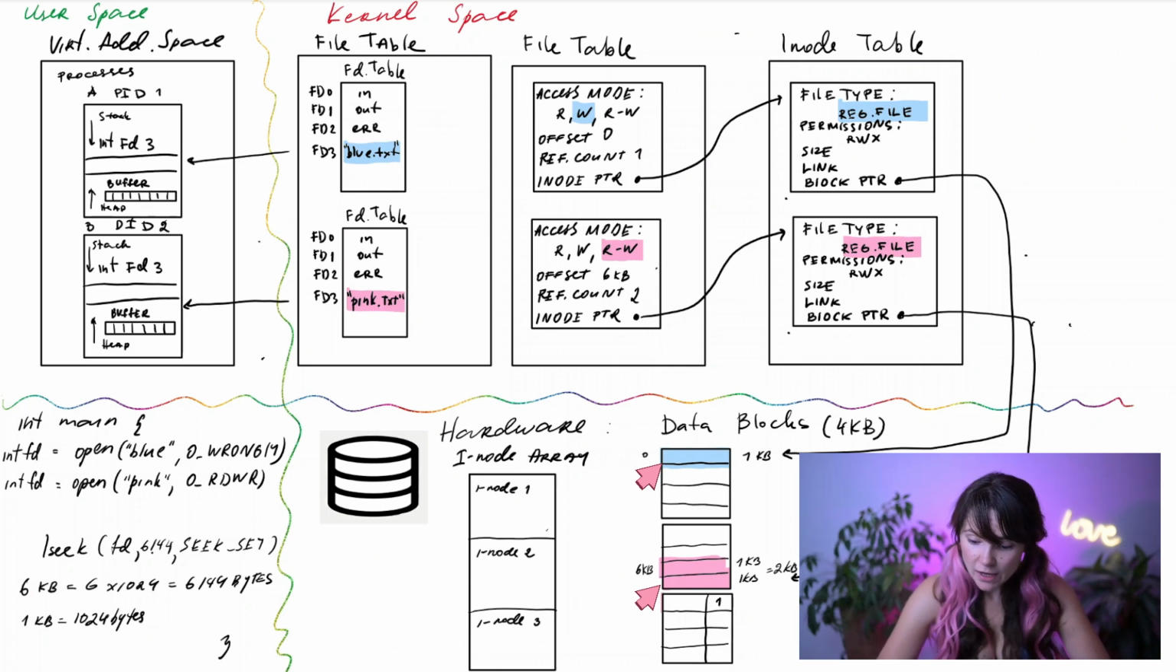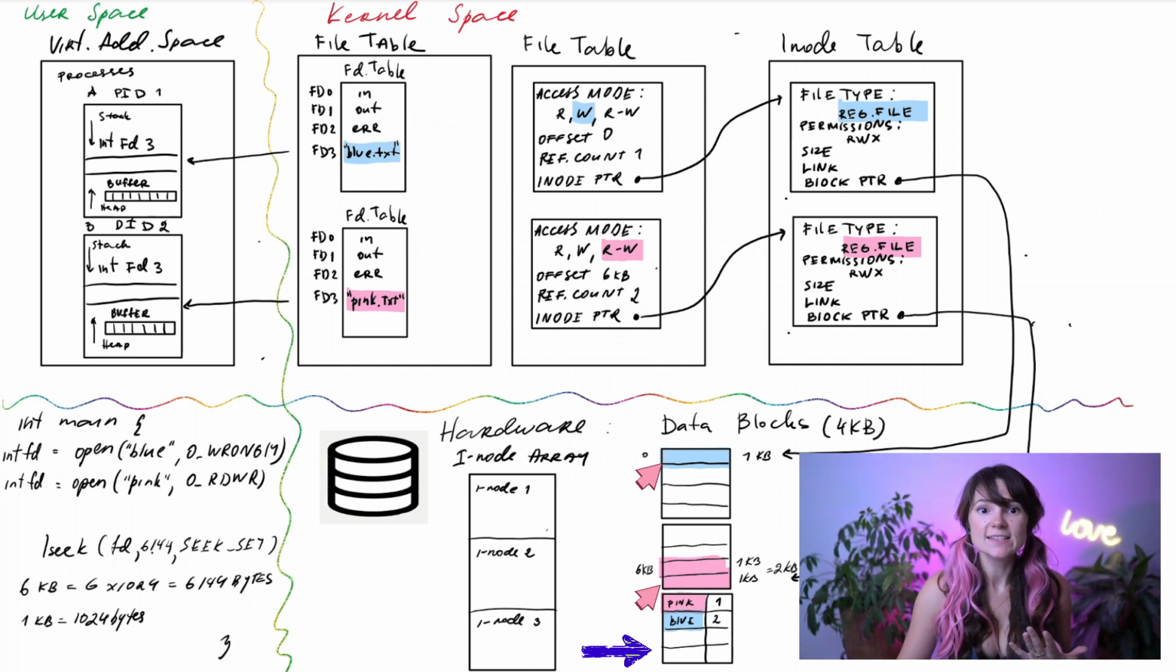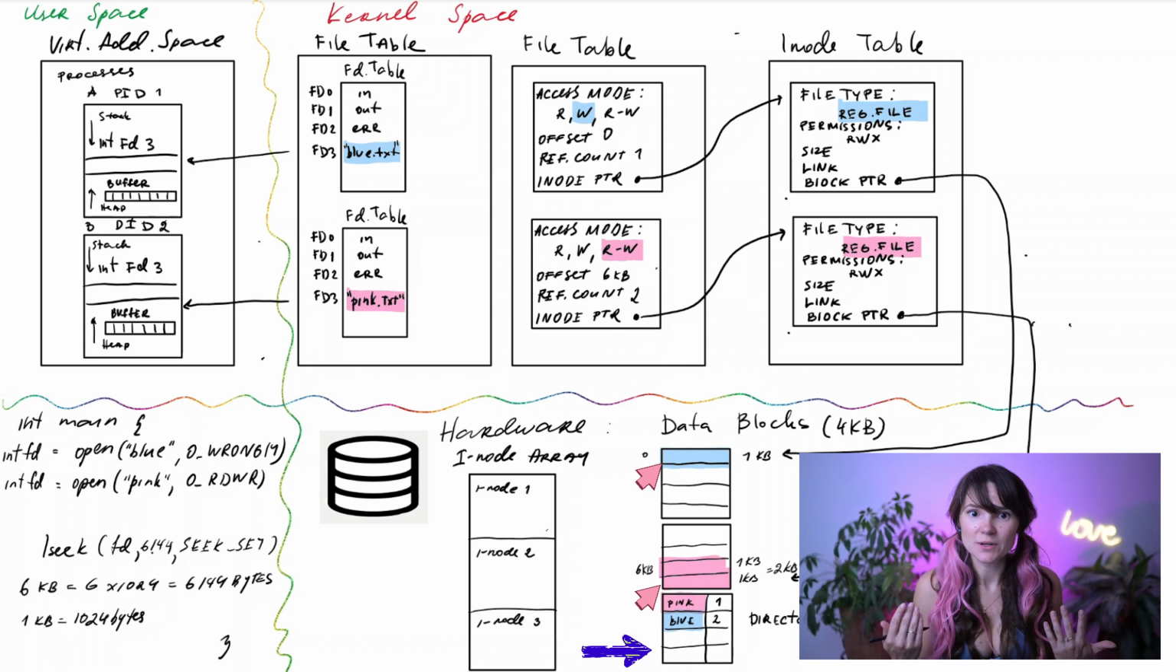Let's just fill our data blocks with our text files. Pink text file can be associated with inode 1, and then a blue text file can be associated with inode 2. This mapping allows user processes to access files by their names rather than having to deal directly with inode numbers.